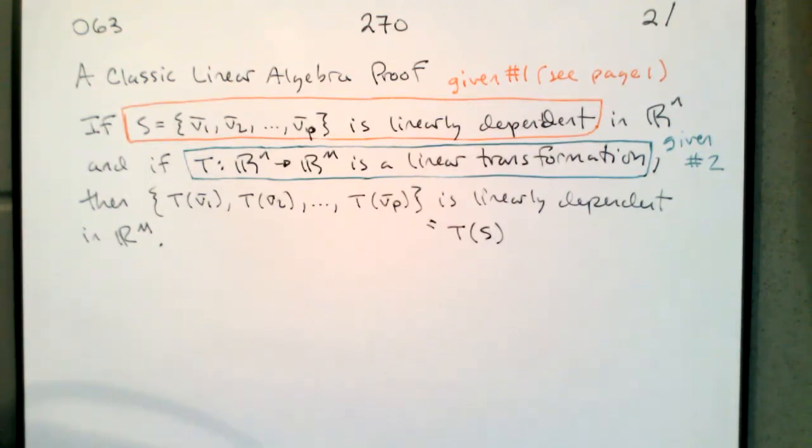So given number 1 has all the stuff that we listed on page 1. That's a consequence of the fact that this set of vectors is linearly dependent. Given number 2, we should think about what that means. So T is a linear transformation. That's our second given. So let's talk about what that tells us.